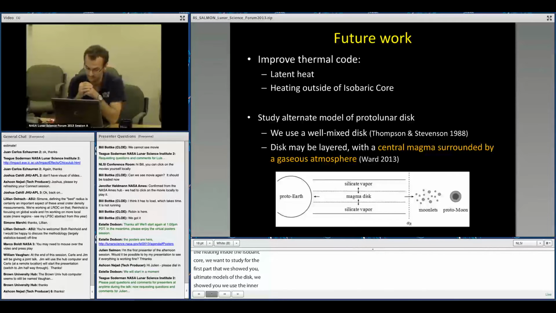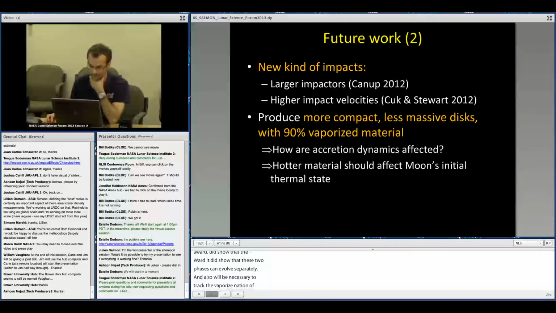But a recent paper by Ward showed that the disk may actually be layered, with the magma being in the mid-plane and surrounded by a vapor atmosphere, and these two phases could evolve separately. Also, it's going to be necessary to track the vaporization of the magma and the condensation of the silicate vapor, and this should affect drastically the dynamics of the evolution of the disk.